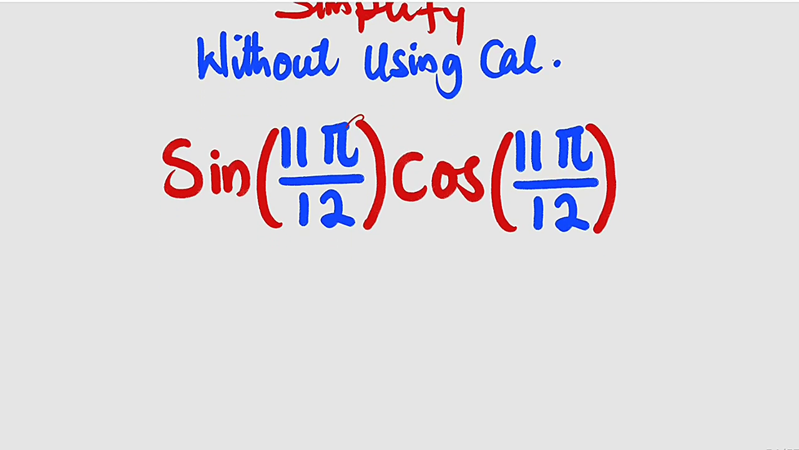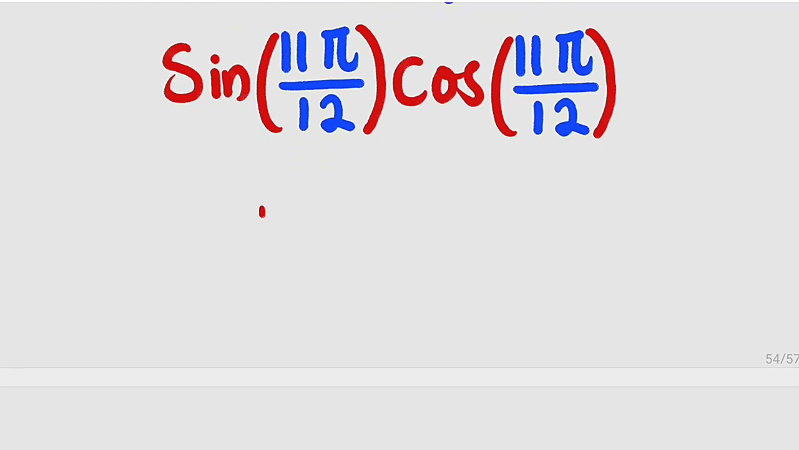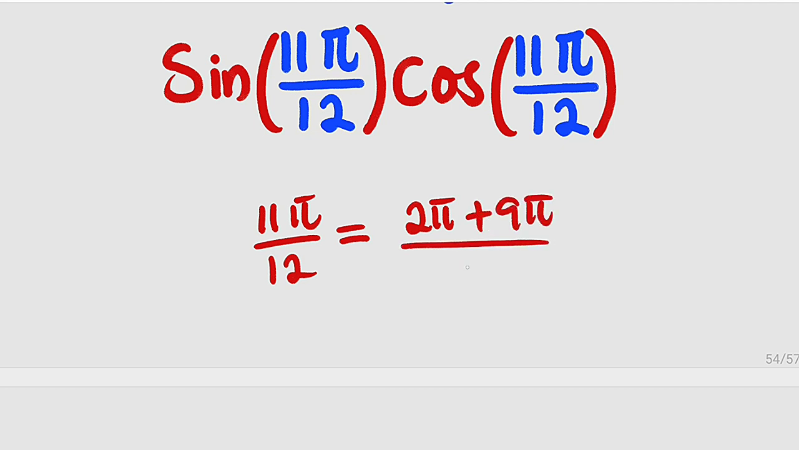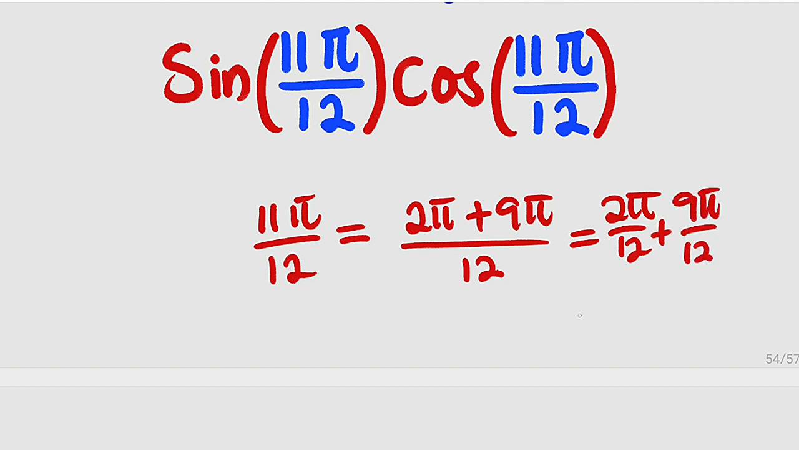First of all, you should know that 11 pi can be written as 2 pi plus 9 pi. So let me simplify this first before I substitute it back. So 11 pi divided by 12 is the same thing as 2 pi plus 9 pi divided by 12. And you can split the fractions into 2 pi divided by 12 plus 9 pi divided by 12.